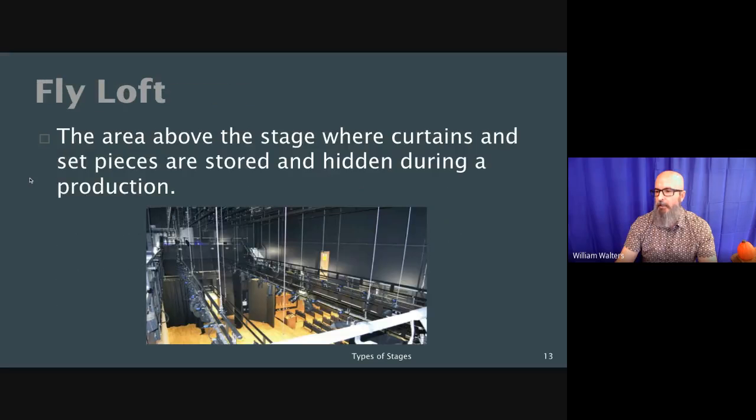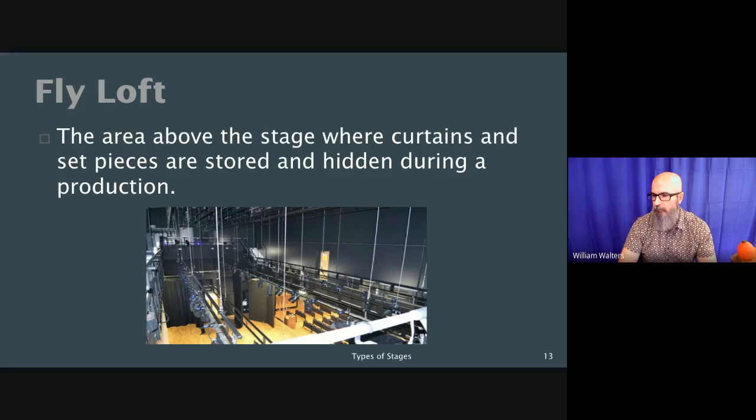So the next part is the fly loft, that coming in and out thing that I was just talking about. Well, that's the fly loft. That's the area above the stage where curtains and set pieces are stored and hidden during production, and backdrops are also hidden. Believe it or not, the space above a theater stage is the same distance as it is down, so that you can raise things all the way up out of sight of the audience, but then you can lower things when you need them.